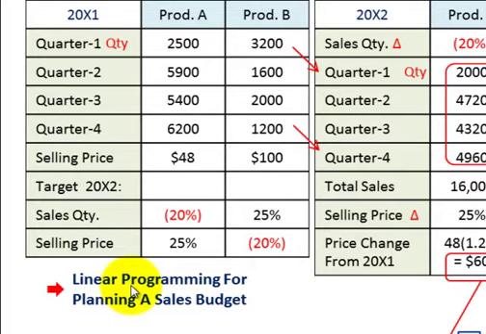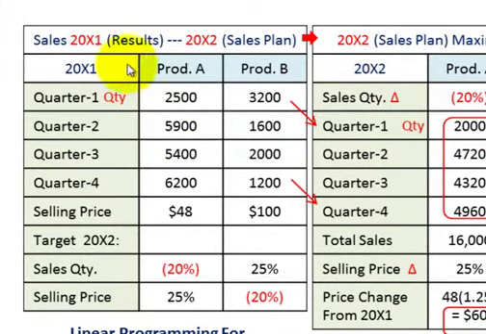What we're going to be going over here is a linear programming example where we're going to be using linear programming for planning a sales budget. We're going to start with some sales numbers that we had in our previous year, 20x1, and we want to plan our sales for 20x2.